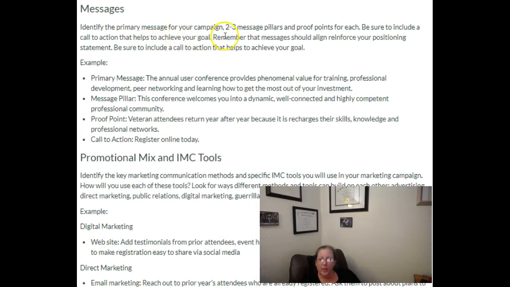Identify the primary message for your campaign. You should have 2 to 3 message pillars and proof points for each. Be sure to include a call to action that helps to achieve your goal. Remember that messages should align and reinforce your positioning statement. Make sure to include that call to action to help achieve your goal. And they again have given you some examples.